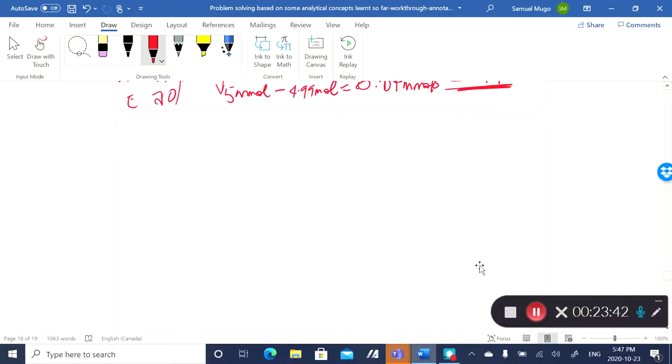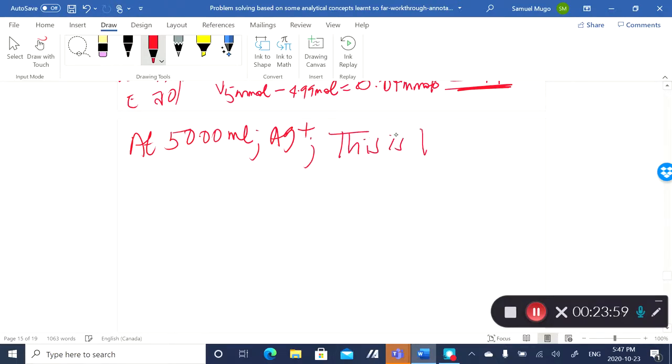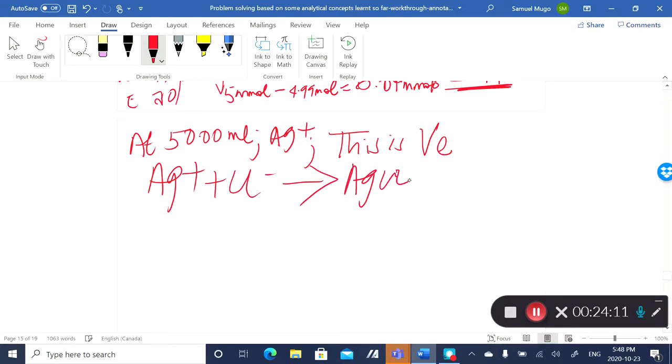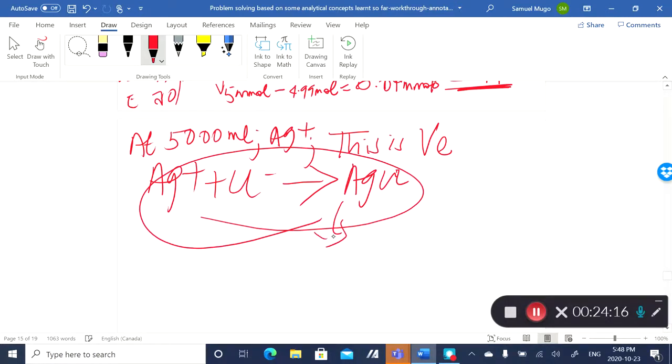Now, the other part is, what about at 50 ml? After I've added 50 ml of the titrant. So if you've been following, you know that this is the equivalence volume. This is the VE. And we all know the equivalence volume means that the silver plus the chloride, this reaction has gone to completion, meaning I just have products.